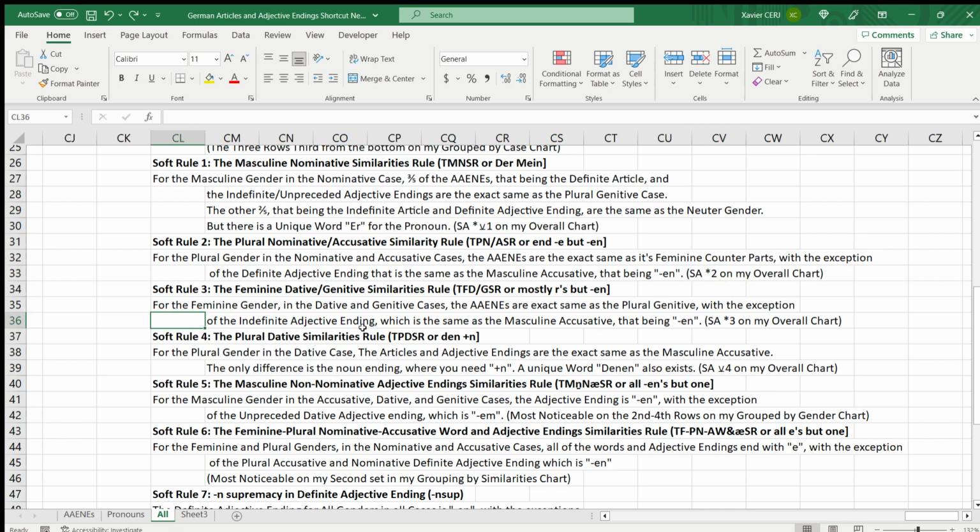For the feminine gender in the dative and genitive cases, the articles, adjective endings, and noun endings are the exact same as the plural genitive, with the exception of the indefinite article adjective ending, which is the same as the masculine accusative, that being en. That was sa*3 on my chart.